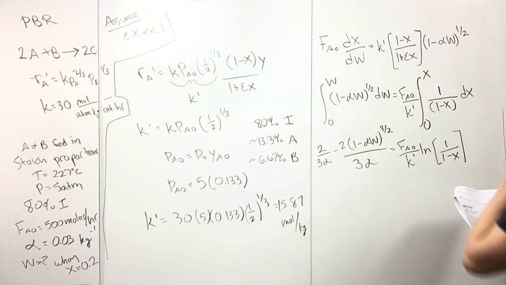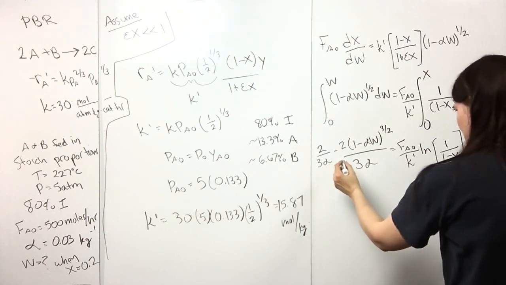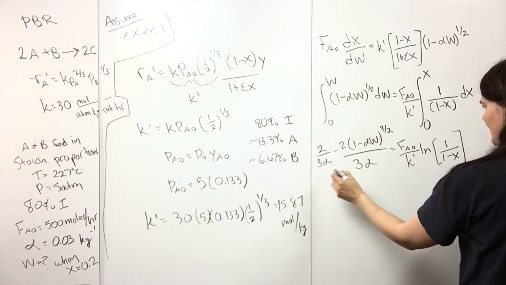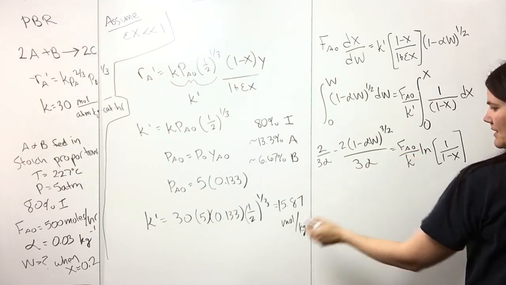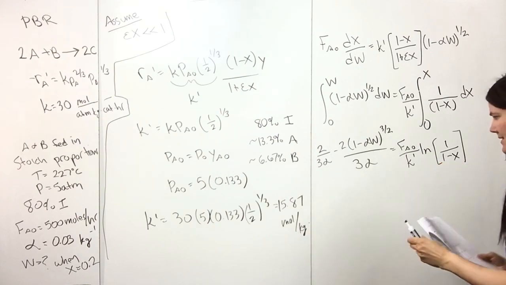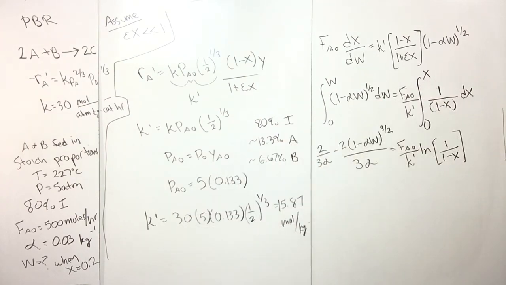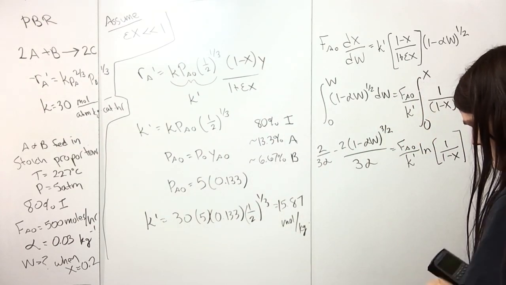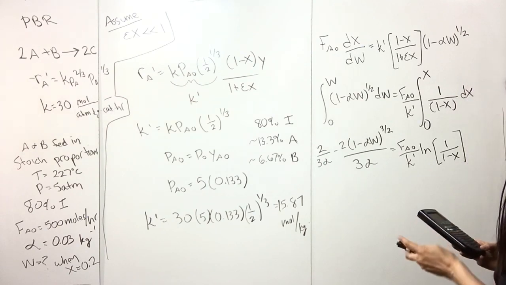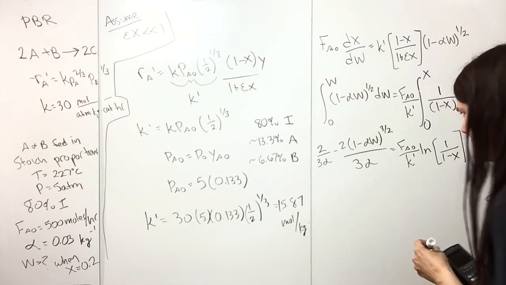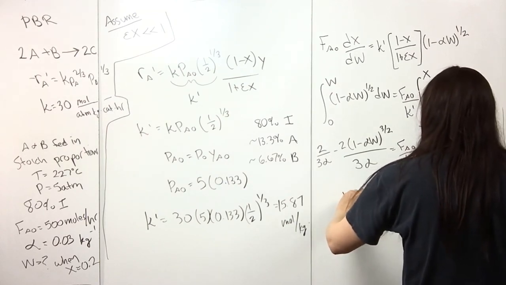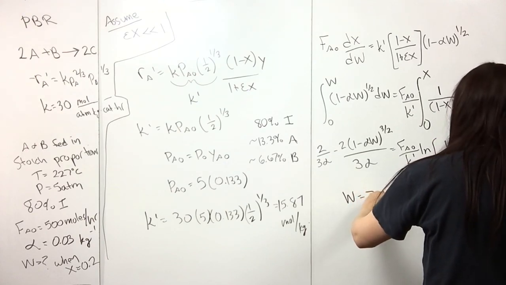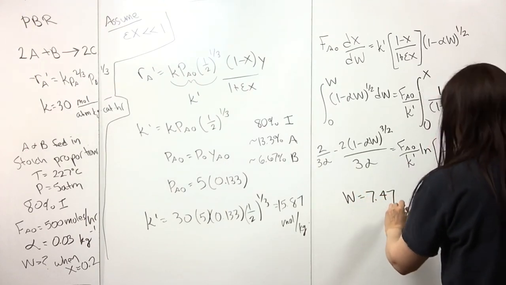So then if you plug in alpha, FA naught, K prime, and X, then I'm going to do that real quick. So if you do that and solve for W, calculating that real quick, I got that W is equal to 7.47 kilograms.